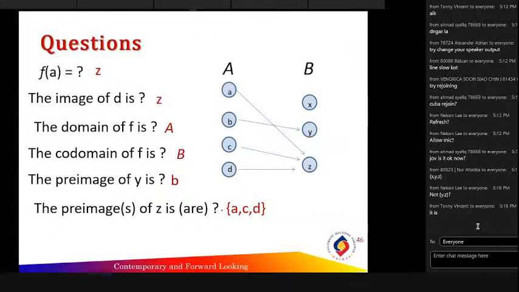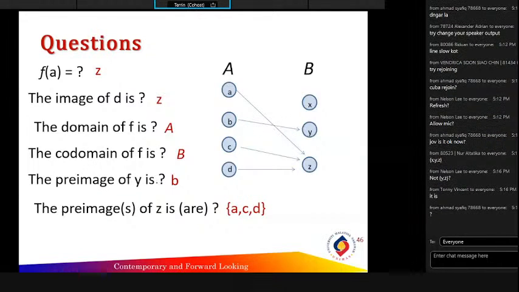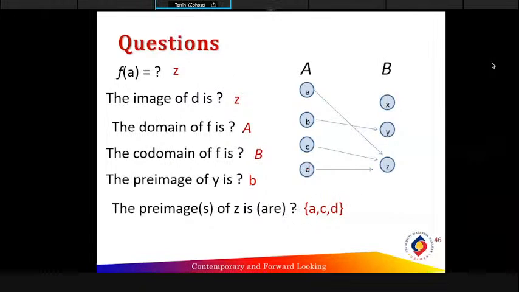So the pre-image is, oh sorry, wrong question. I didn't see the question properly. It's actually asking for the pre-image of Y. So Y only has B. The pre-image of Z, then there are three pre-images, A, C, D. So you see again, you only list it out as elements.